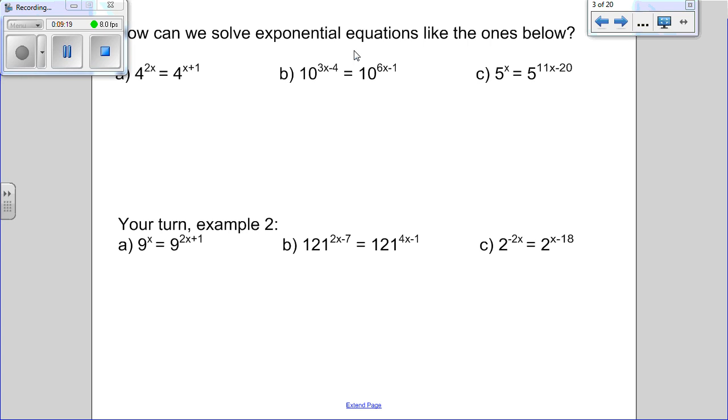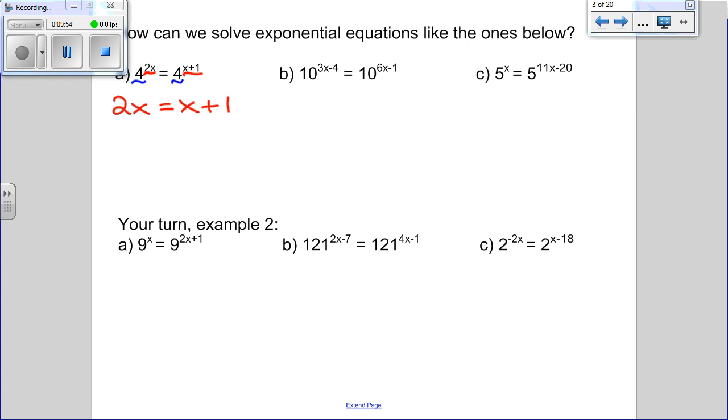You'll notice that in the questions we start off with, like on this page, the bases are the exact same. I have 4 to the power of 2x equals 4 to the power of x plus 1. If the bases are the same, that means if I can make the exponents the same, then both things would equal each other. So I'm going to write out 2x equals x plus 1. If I can make the exponents equal the same number, then the whole powers would be the same. Kind of makes sense, right?